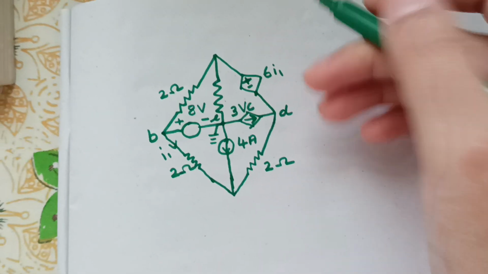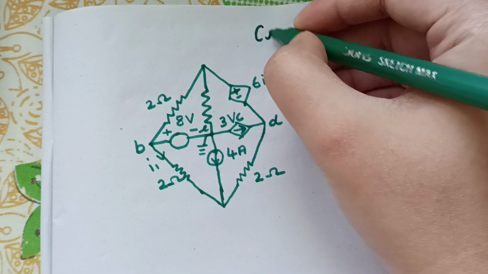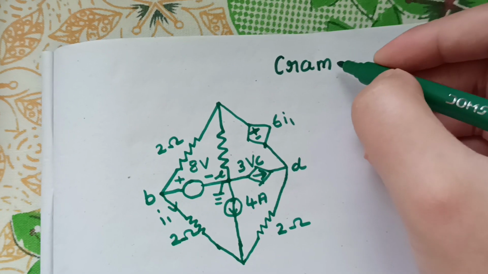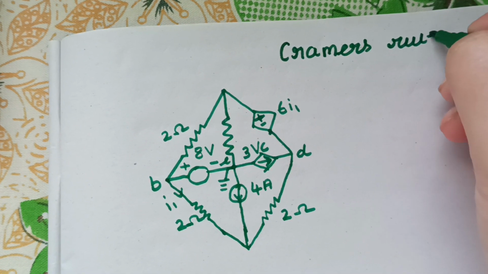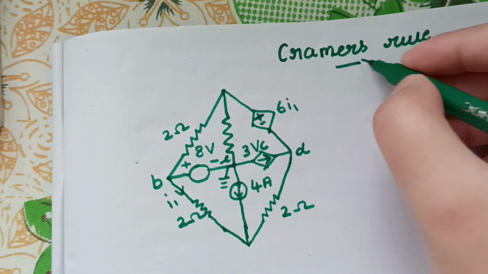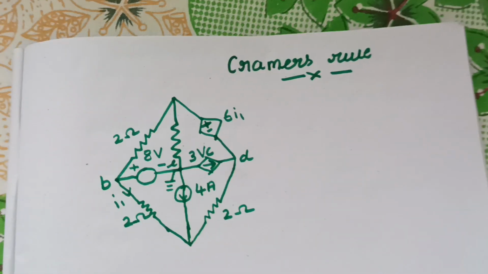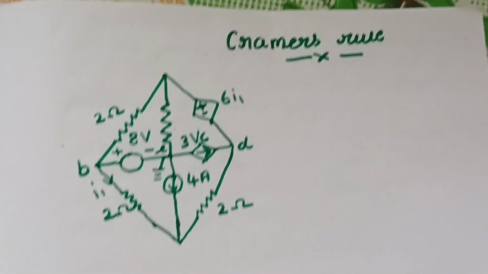And in this problem, you don't need Cramer's rule. You directly get the resultant. Fine, this is one thing that you need to understand. And let us start solving this particular problem.